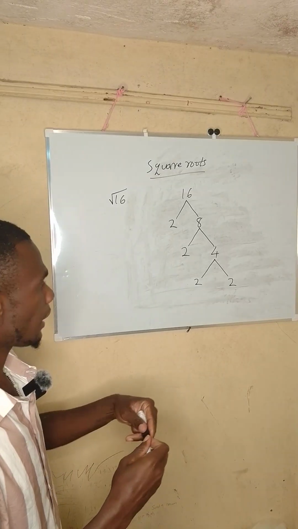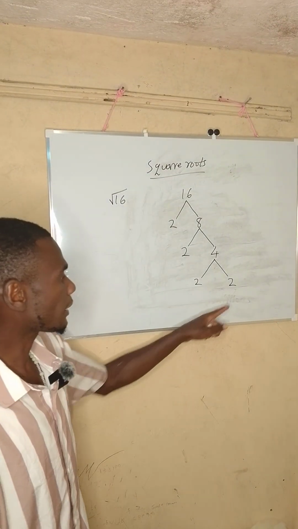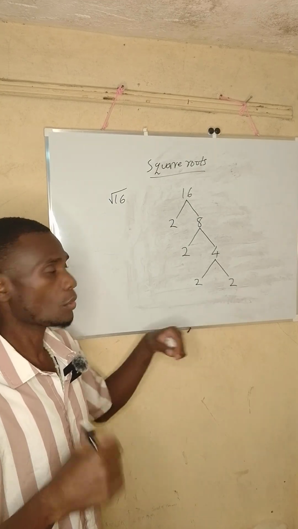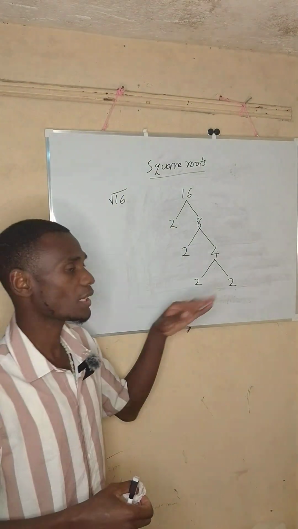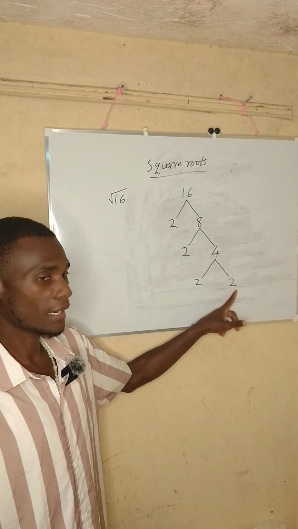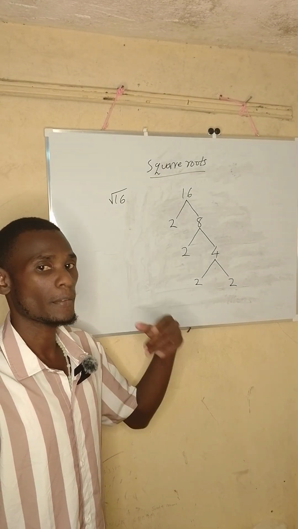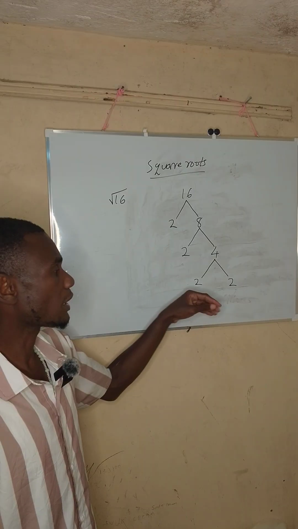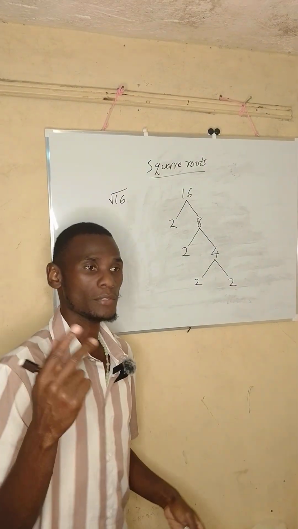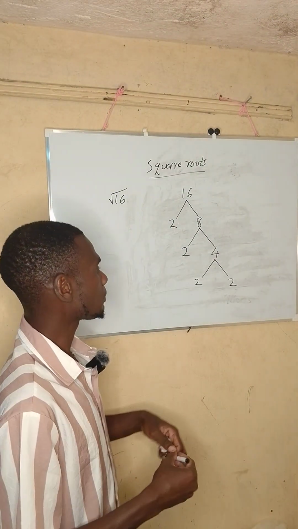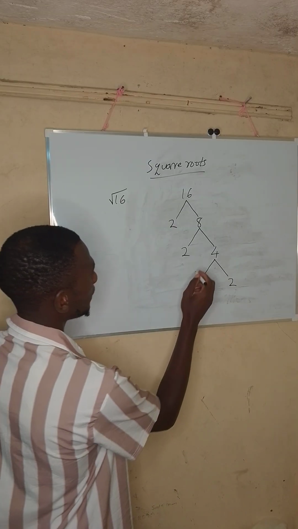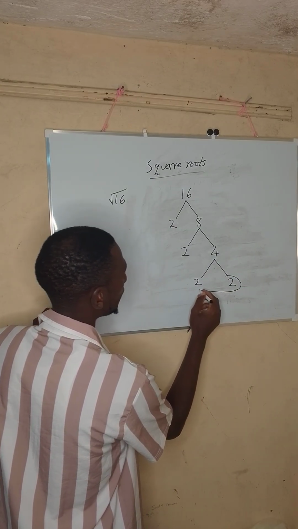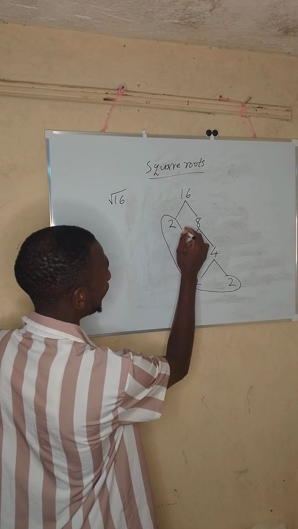Reaching there, you realize that there is no number that can divide 2 apart from 1 and 2 itself. If you reach that point where there is no number that can divide that number, that means you have reached the final stage. These are what we call prime numbers, those numbers that only have 2 divisors. Once you reach this point, you pick these numbers the way they are from here, from there, all these numbers.